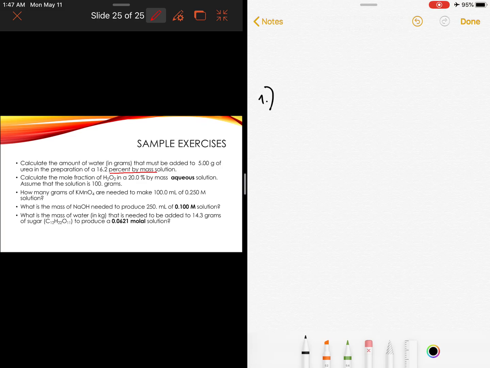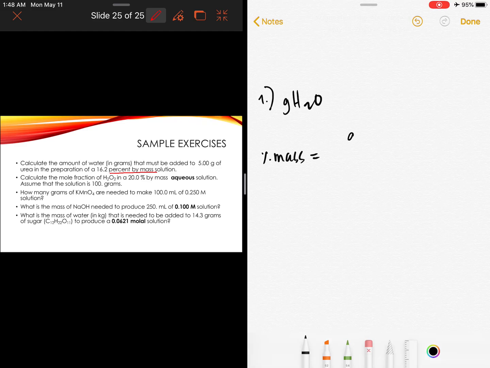Okay, assuming that you still don't know what formula to use, because most students might be frightened with chemistry problems, what you can do is try to read the problems twice and then try to find keywords. So let's try rereading number one again. Calculate the amount of water in grams. So you are asked to calculate for the grams of water that must be added to 5 grams of urea in the preparation of a 16.2% by mass solution. So the keyword here is percent by mass. So obviously, what formula you're going to use is the percent by mass formula.